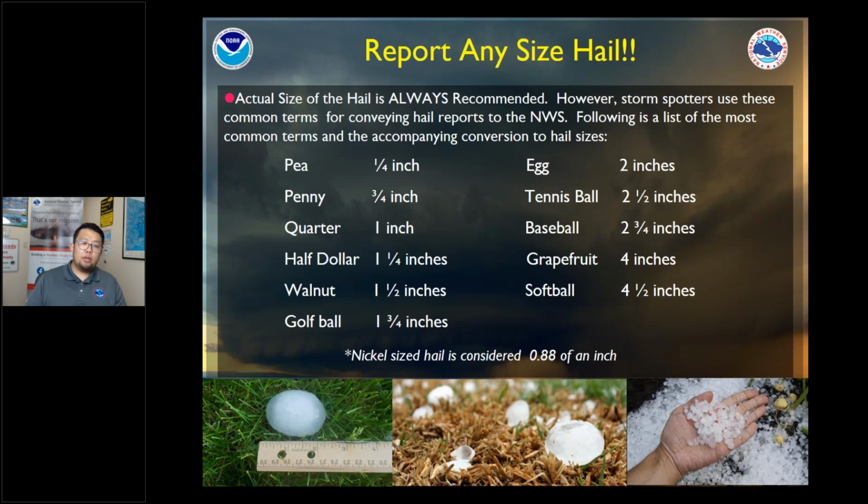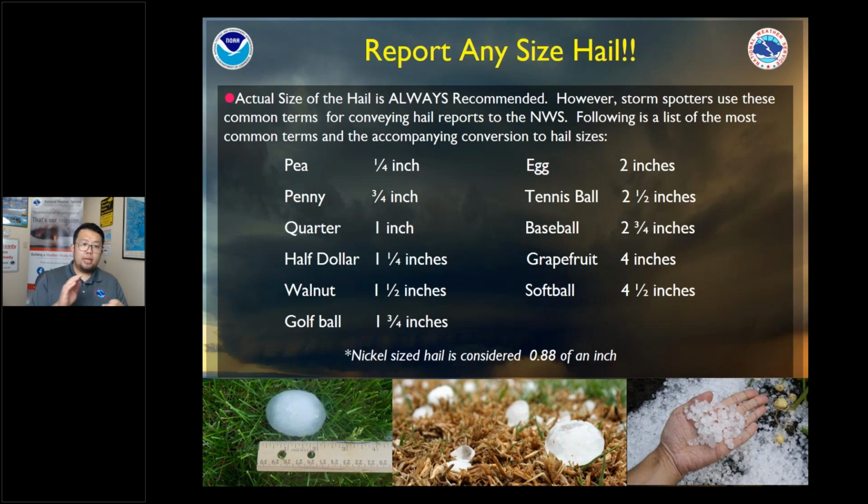Just a quick note though, even though I say severe hail or not severe hail, small hail, large hail, it doesn't matter. Anytime you see hail, please report it to us. Actual size of the hail is always recommended. If you see hail, that means we need to pay attention to a storm. That means it's pretty strong. Some of these hailstones can get fairly large.